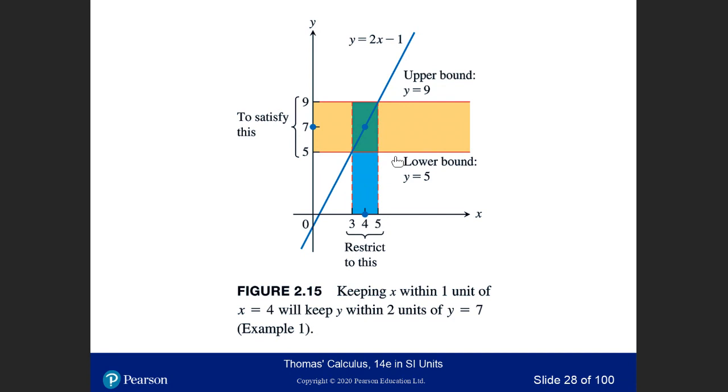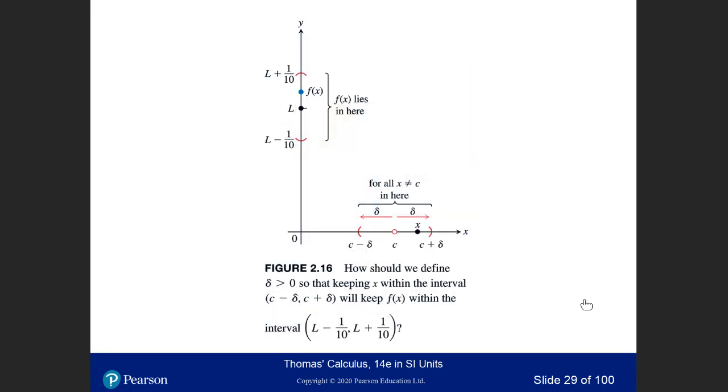If you find a larger symmetric interval, you will be out of this limit. Your function value will be out of these limits. That means the absolute value of f of x minus L is not less than epsilon. So that's the geometrical way of finding delta.